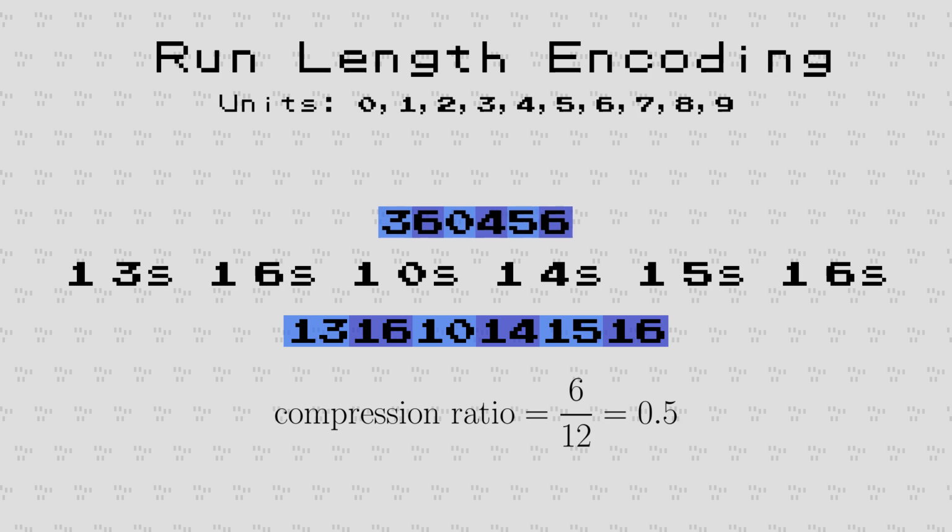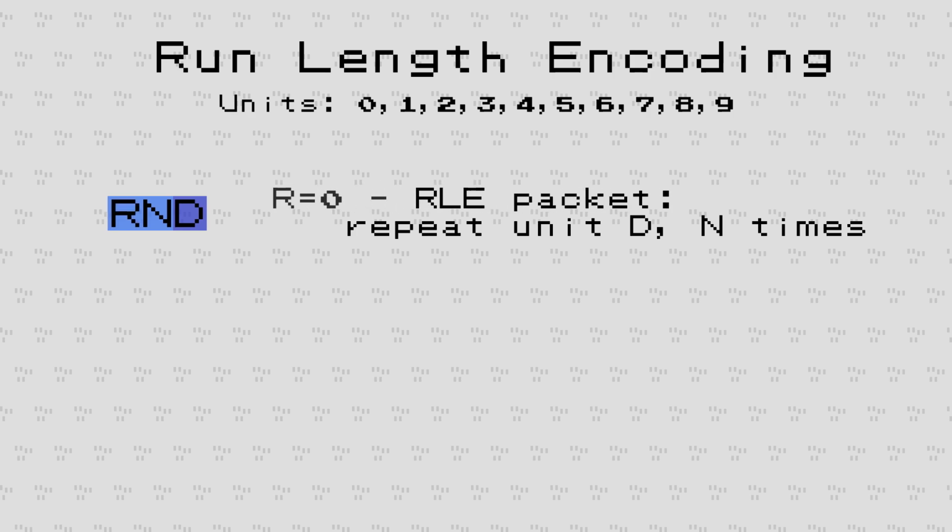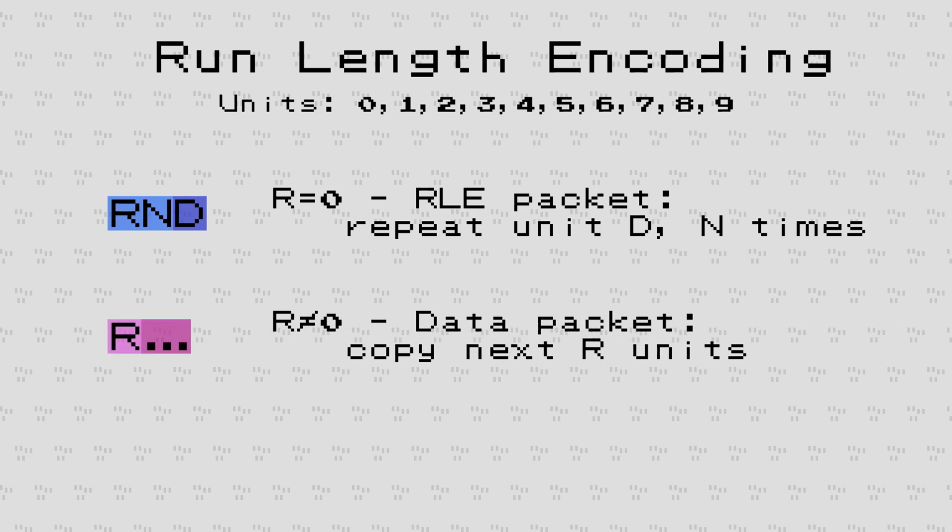To skirt around this, we can add in a special flag digit that denotes whether the next packet of digits should be RLE encoded or not. Say, add in 1 digit before each packet. If this digit is a 0, then the next number says how many times to repeat the following number. This is the RLE part. But if the digit is not a 0, then it describes how many digits to copy over in a plain, non-repeating way. And this will allow for large strings of unique numbers to not clog the system.